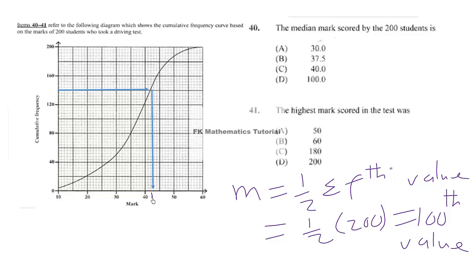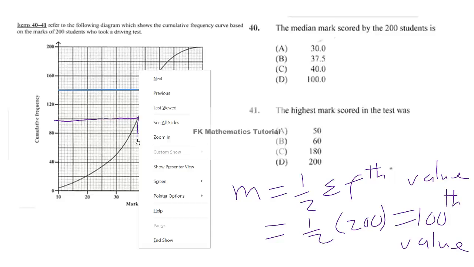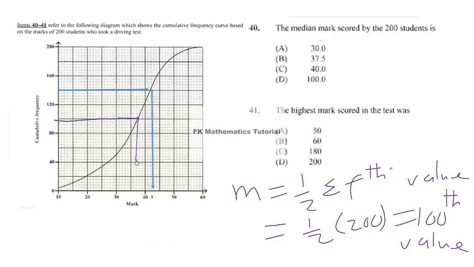So you need to read 100. 100 is from here until we meet the graph here. Then down here. So somewhere in the middle here. So you can see that each of them is 30, each of them is 10, each of them is 5.